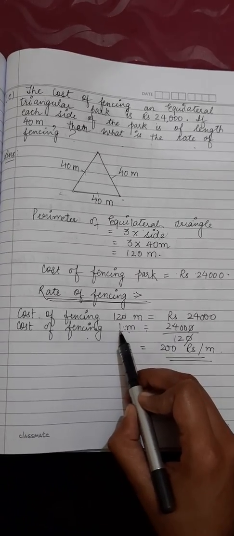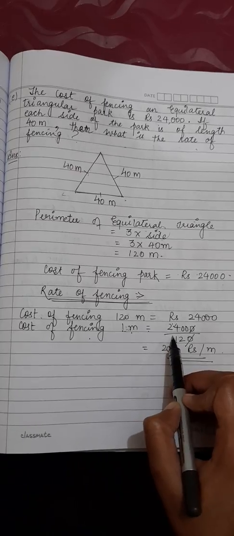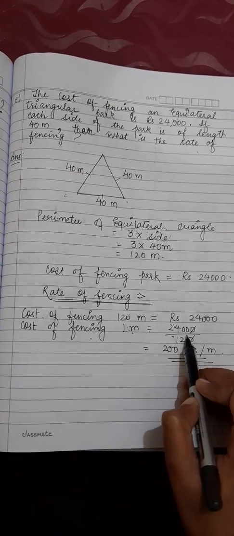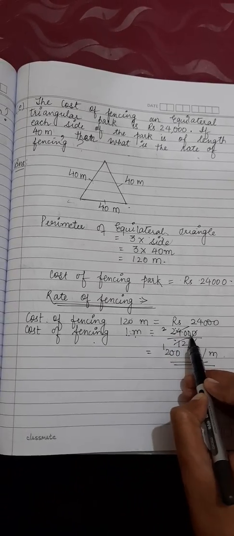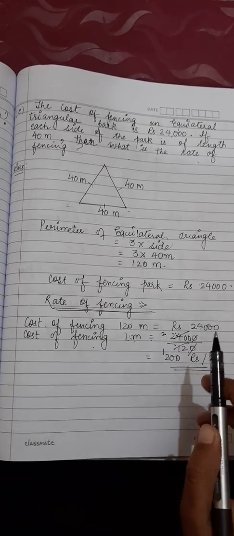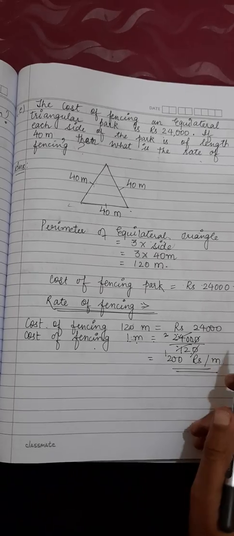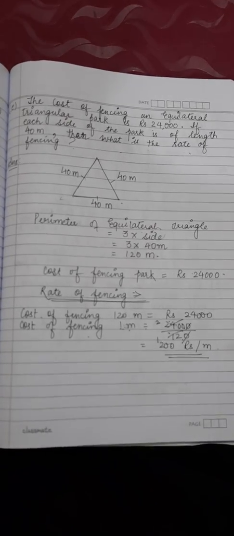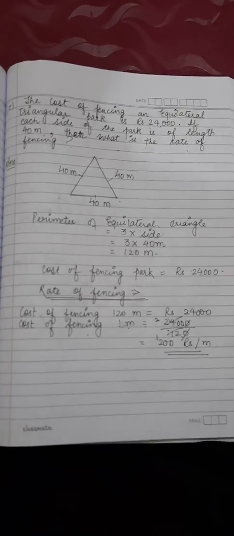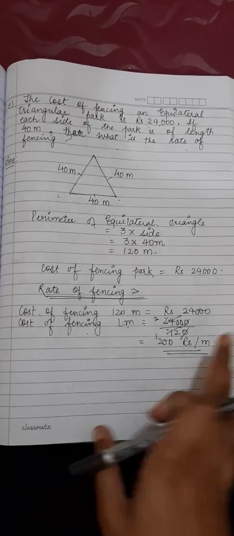You have to find for 1. That means you are going to divide these two. 0 is cancelled with 0 and 12 ones are 12. 12 twos are 24. 2 zeros are left. Keep it here. So for 1 meter, 200 rupees is required. And this is your E part. You can pause the video to note it down. Next, let's move to F part.